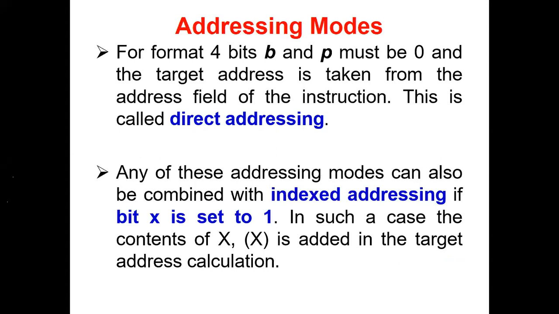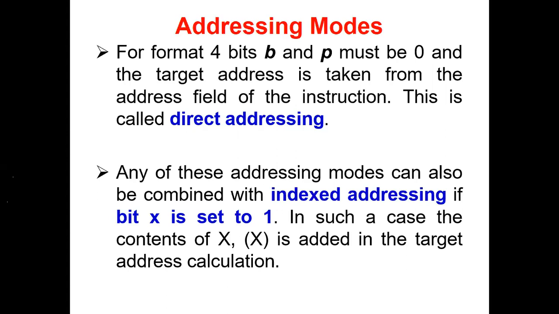Now, on those addressing modes, that means either base addressing or program counter addressing, we can combine them with the index addressing. Remember, index addressing is used when we add the contents of register X. So if bit X is a one, it means we will also have to add the contents of register X. Remember, for base addressing, we take what is in register B plus the displacement. But if bit X is also one, then you take what is in register B plus what is in register X plus the displacement.